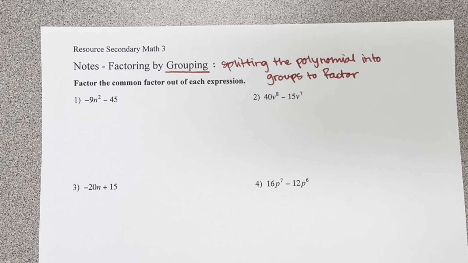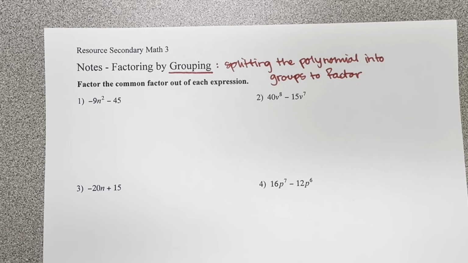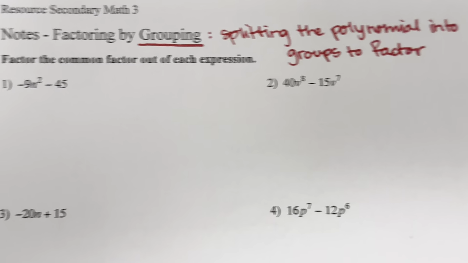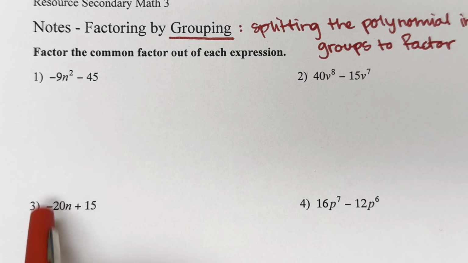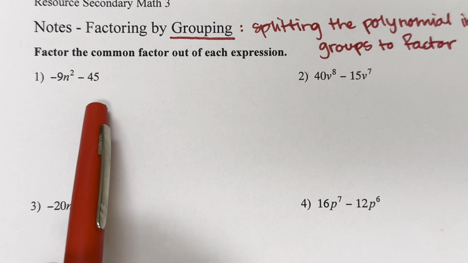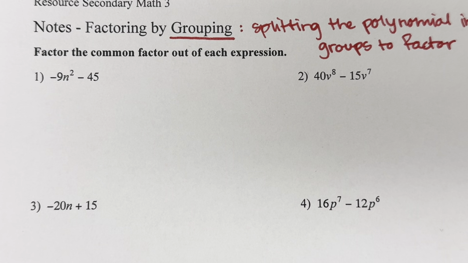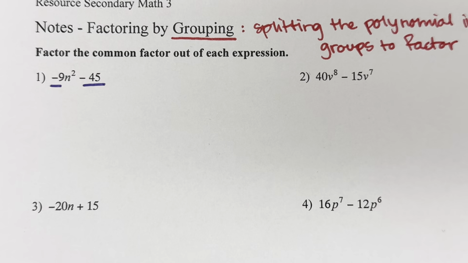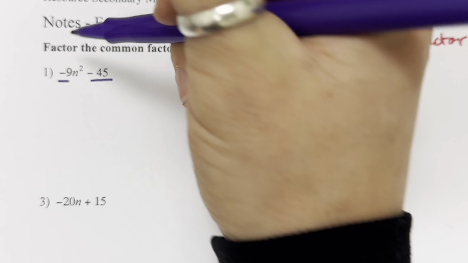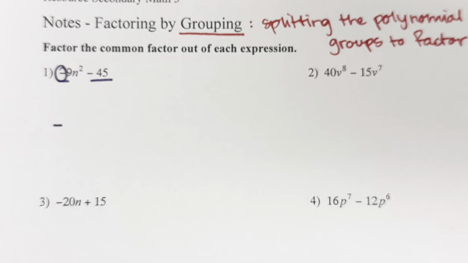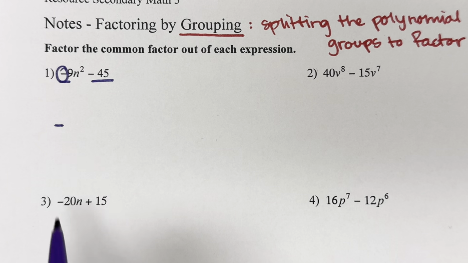Okay, so on our first few examples, we're just going to do some review. Let's go ahead and look at number 1. These are binomials, 2 terms, and I need to factor out the greatest common factor, and then it's going to leave me with a factored expression. If you remember from last time, if the first term is negative, go ahead and just take it out.